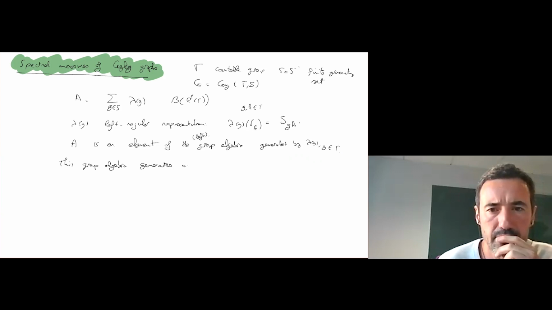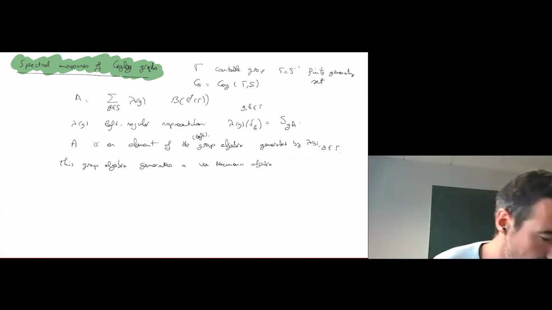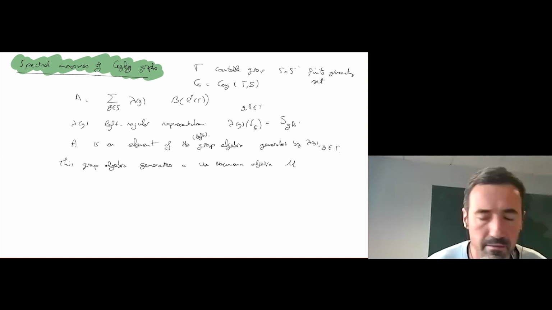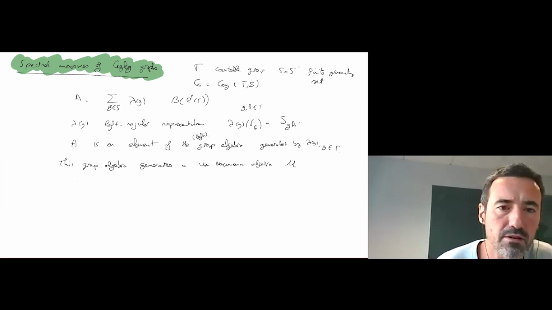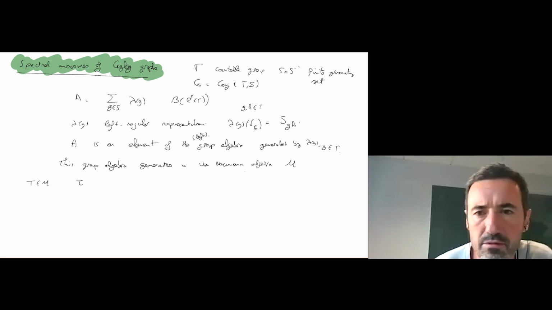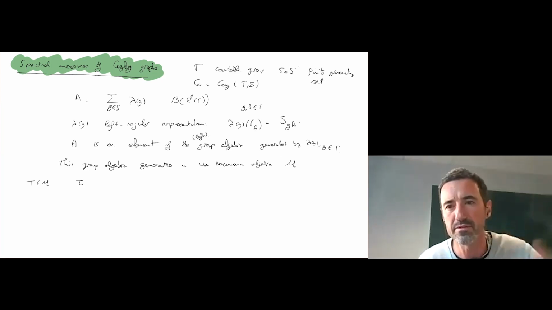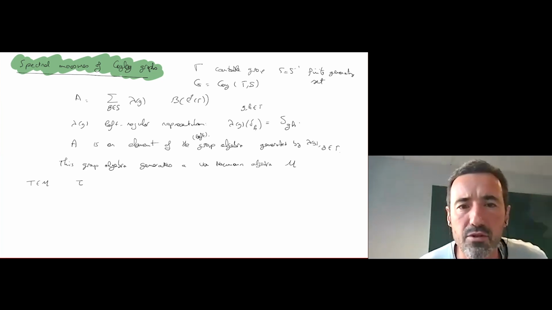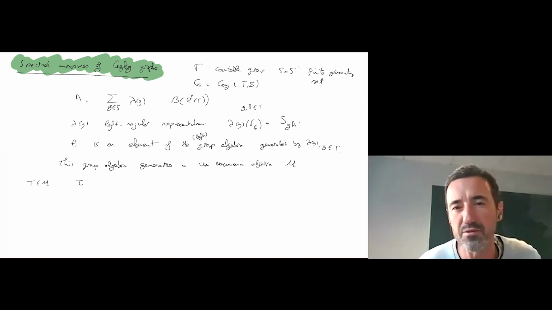Generates a fundamental algebra, which is called the fundamental group algebra, which I will denote by M. Okay, and we have a tracial state on M, which we denote by tau. If you are not familiar with the fundamental algebra, let's just say that this is a completion of the group algebra. Let's focus just on the group algebra.